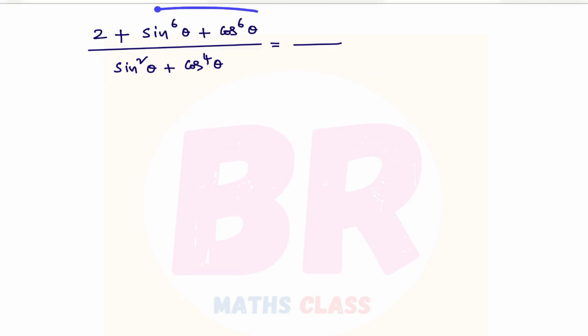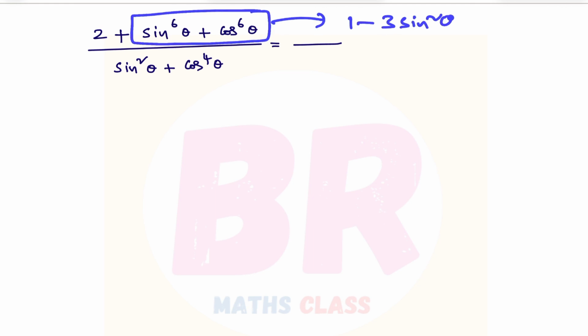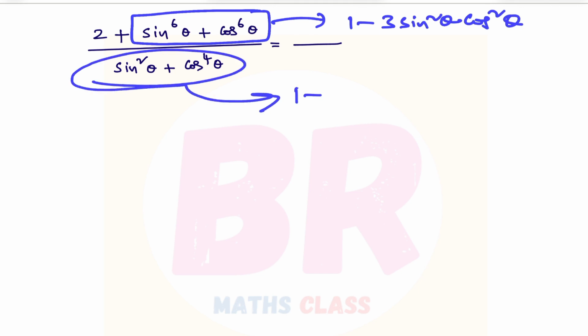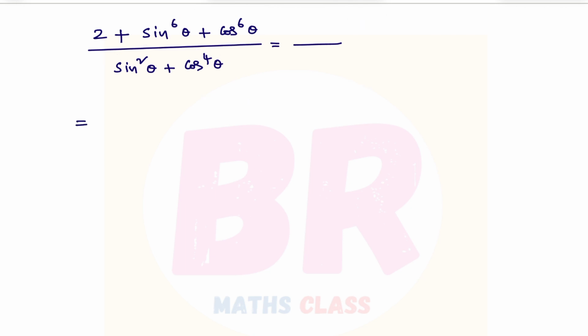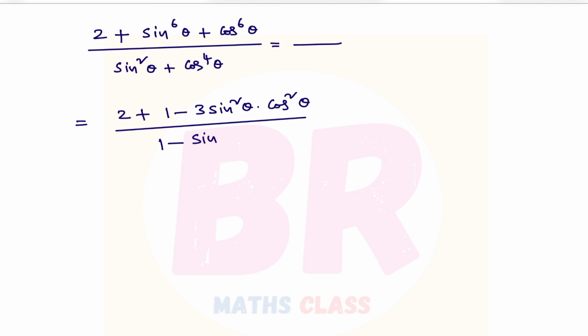Now you see this question, they are asking what is the value of. If you observe this part, we have a formula for this. What is this? 1 minus 3 sin square theta cos square theta. You observe this, sin power 4 theta plus cos power 4 theta. For this also we have a formula. We can write it as 1 minus sin square theta cos square theta. So what I do here, 2 plus the sin power 6 theta plus cos power 6 theta is nothing but 1 minus 3 sin square theta into cos square theta divided by, in the denominator, whatever you got, that can be written as 1 minus sin square theta into cos square theta.